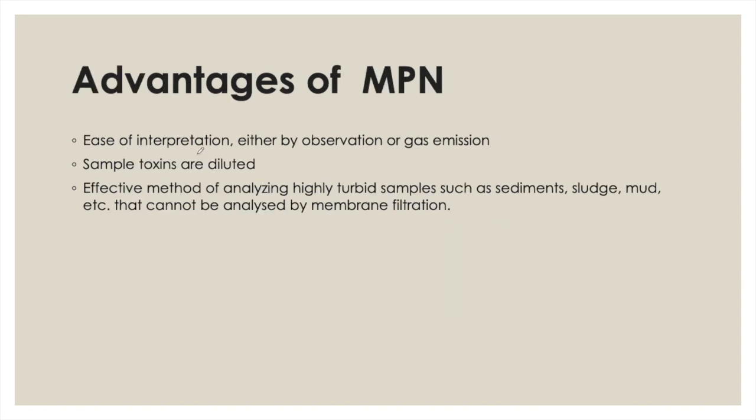Ease of interpretation, either by observation or gas emission. Sample toxins are diluted, and it is an effective method for analyzing highly turbid samples such as sediment, sludge, mud, etc. that cannot be analyzed by membrane filtration. There is another technique for detecting coliform bacteria in a water sample, the membrane filtration technique. Highly turbid samples cannot be analyzed by membrane filtration; they can only be analyzed by the MPN technique.